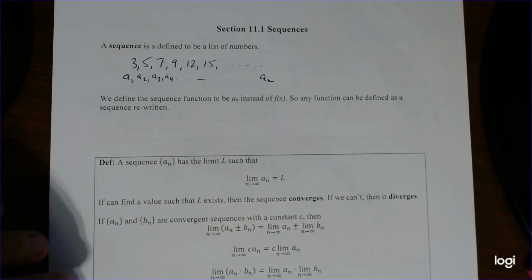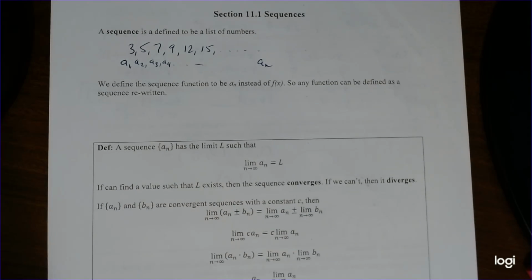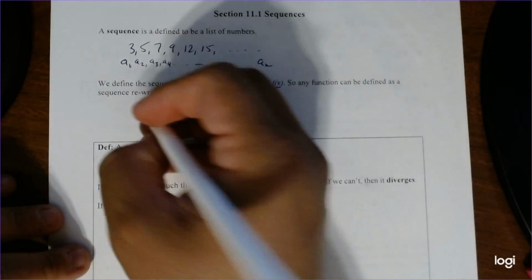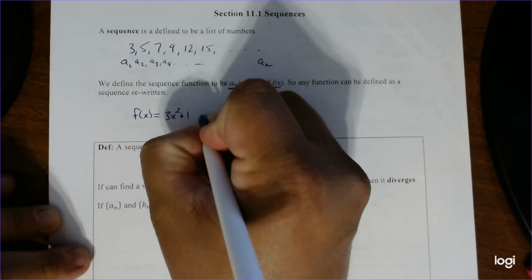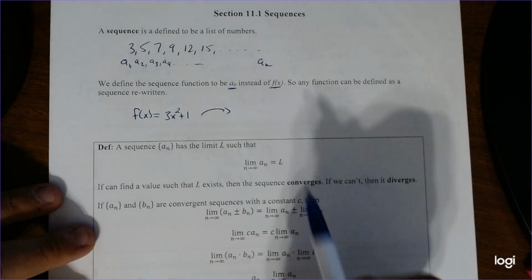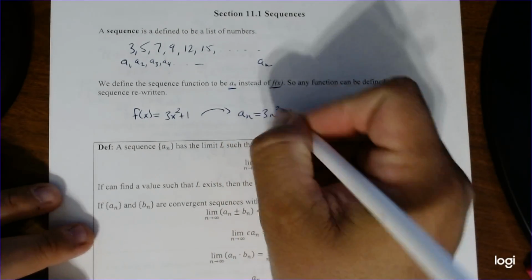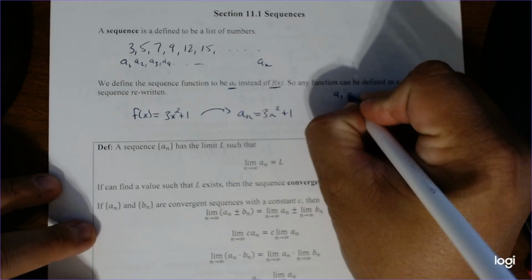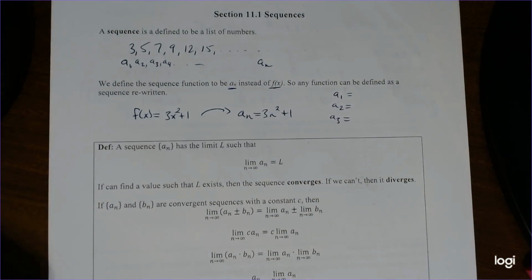And a sequence ends up being roughly the same thing as a function. Any function can be turned into a sequence just by changing f of x to a sub n instead. So, for example, if we have a function looking like this, we can convert it into a sequence just by replacing x with n and f of x with a sub n. It's that simple. Now we can find the first term of the sequence, second term, and so forth, just by plugging in values for n.